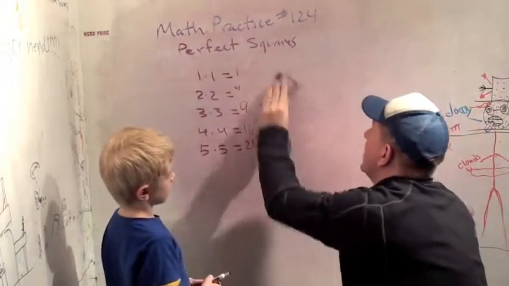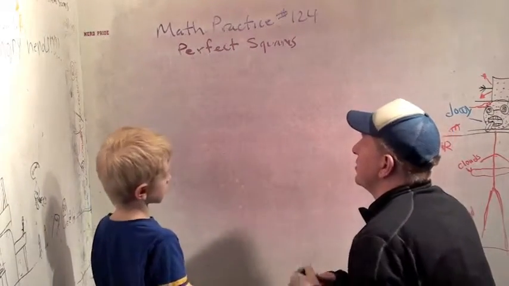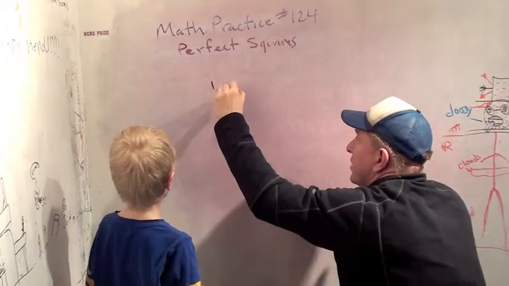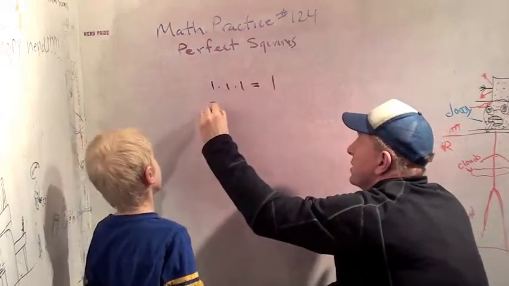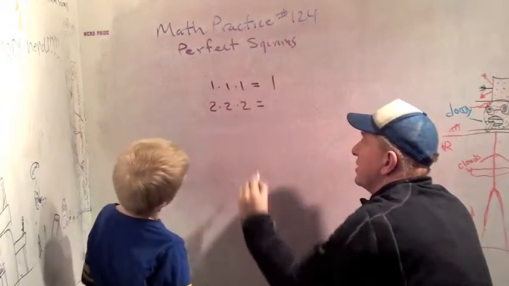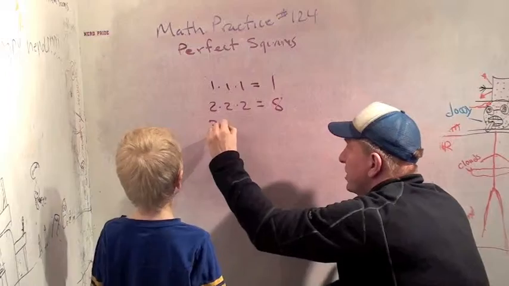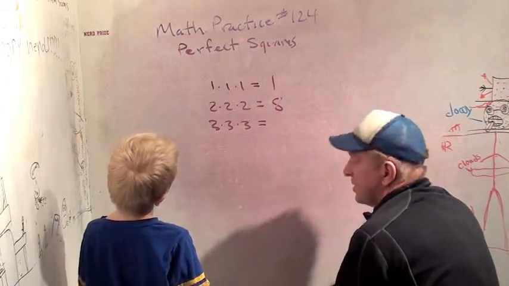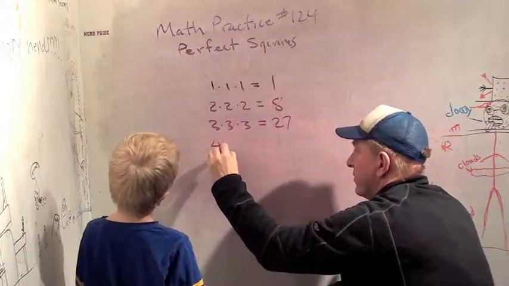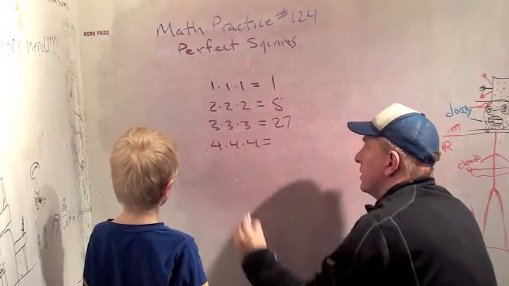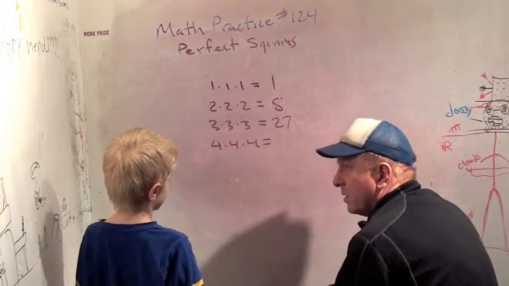So while we're talking about squares, we can just as easily talk about cubes, and that just means you multiply 3 times. 1 times 1 times 1 is? 1. 2 times 2 times 2 is? 8. 3 times 3 times 3 is? 27. 27, very good. And then here's the challenge one. 4 times 4 times 4. 16 times 4. That's right, 16 times 4.